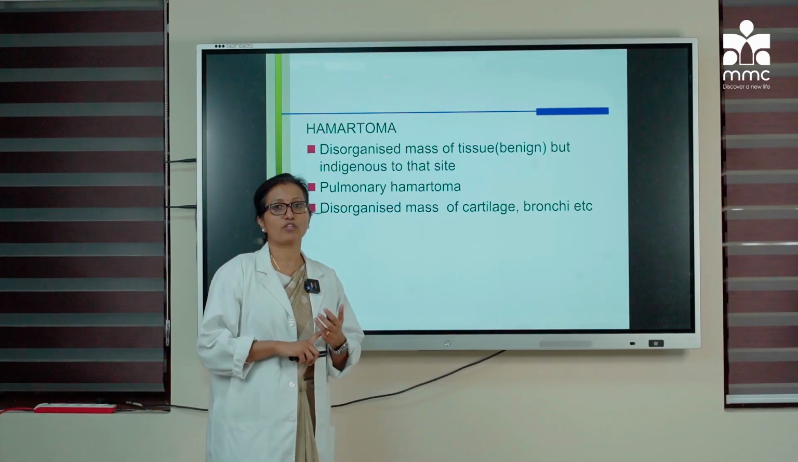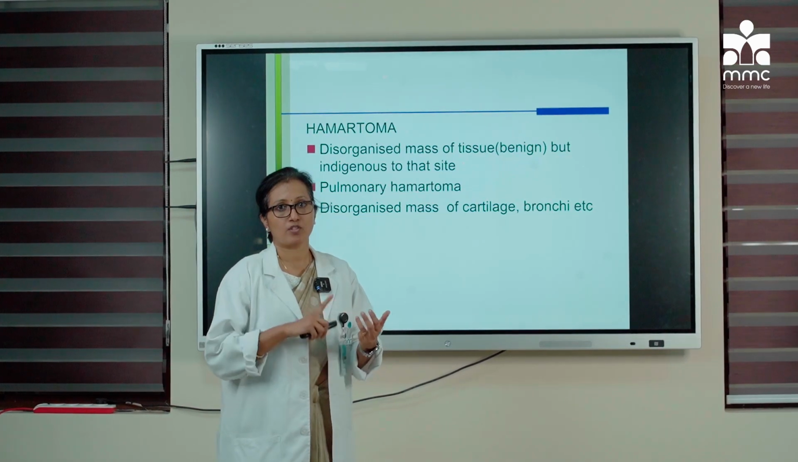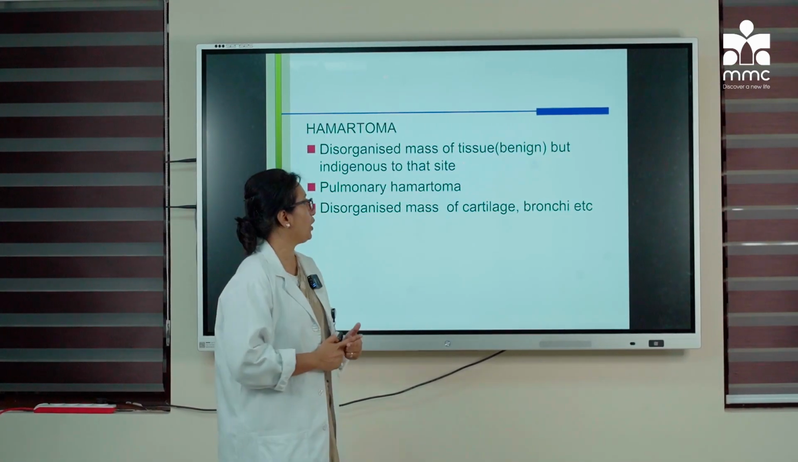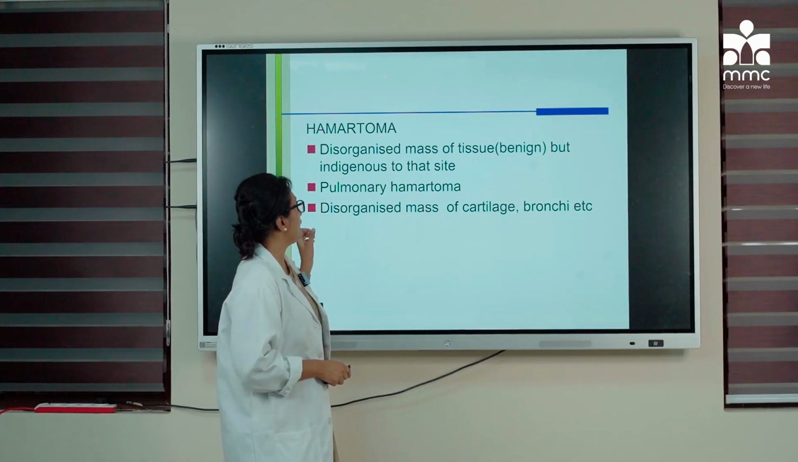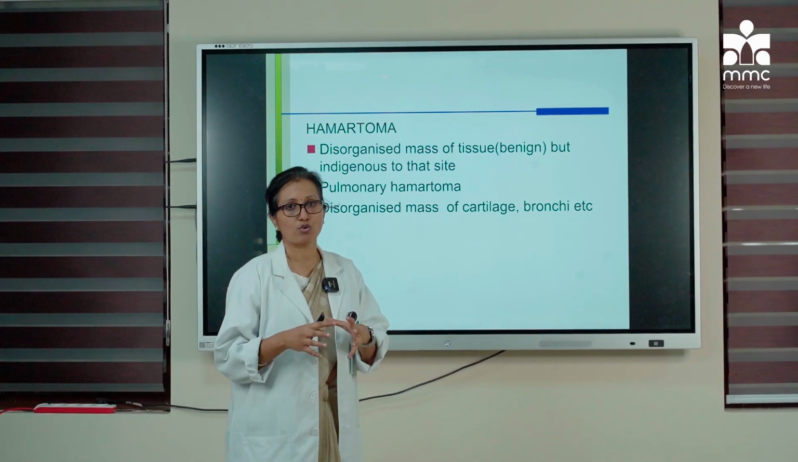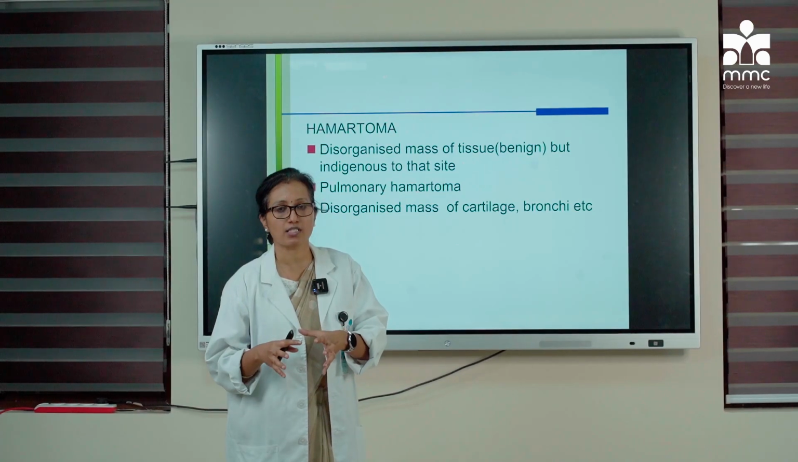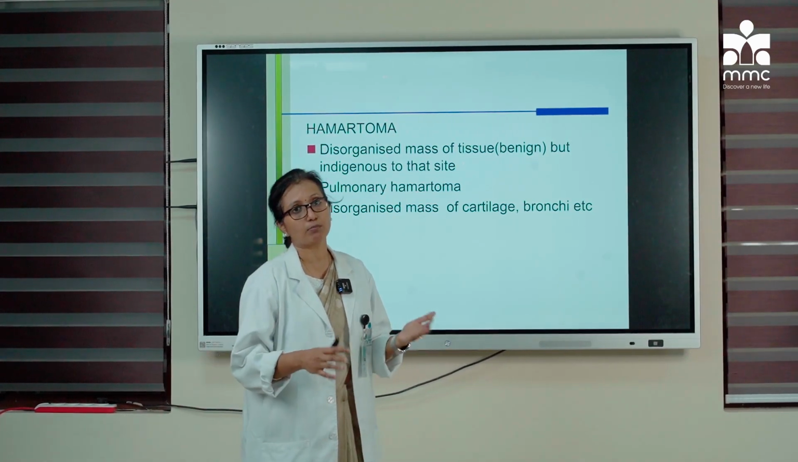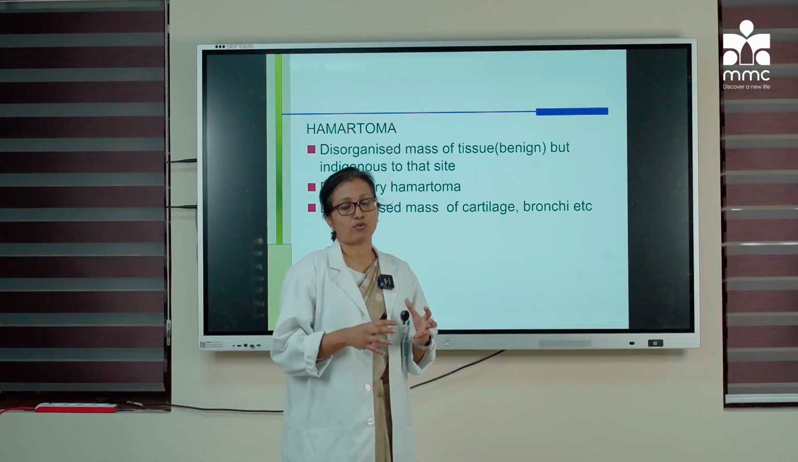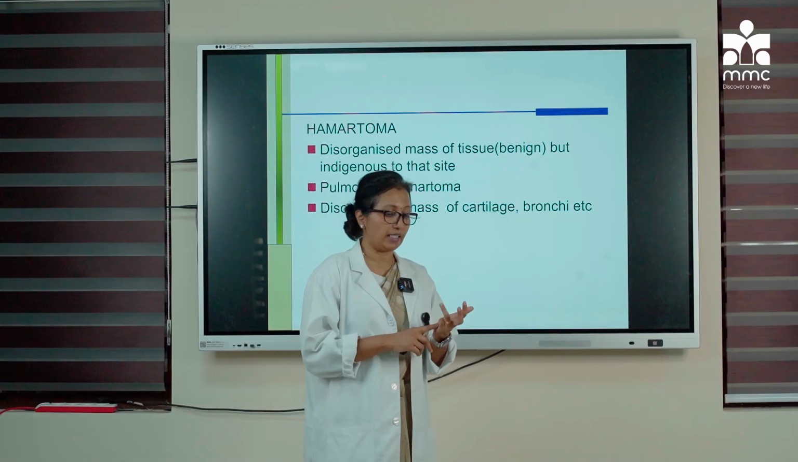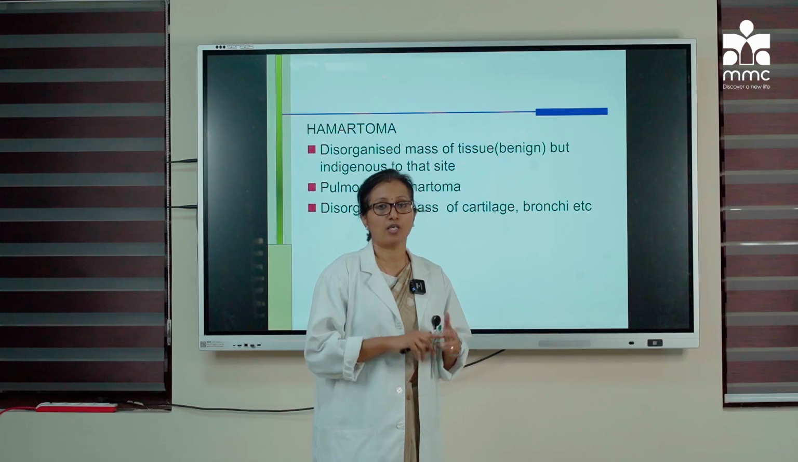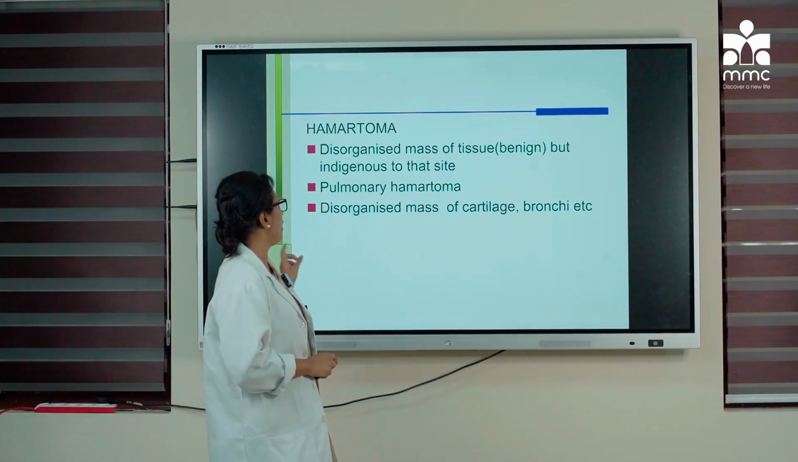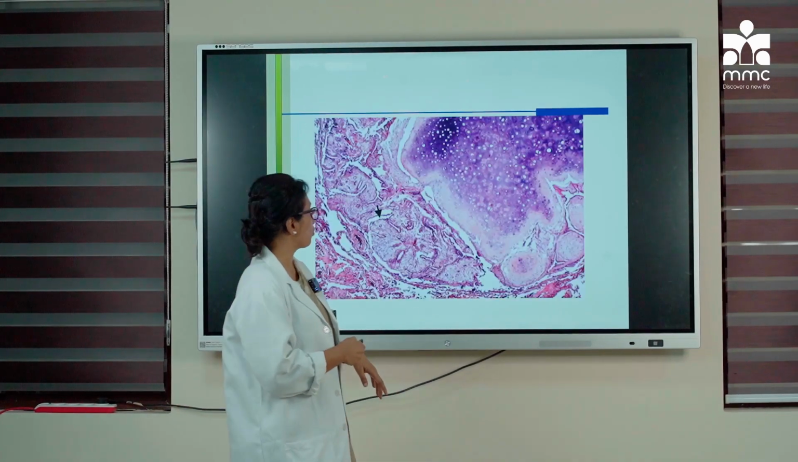Now moving from a mixed tumor to teratoma, let's move on to another oma called hamartoma. Hamartoma basically means a disorganized mass of tissue which is indigenous to the site. That means it belongs basically to that site. Let me give you an example of pulmonary chondroma. That chondroma contains lung tissue and cartilage, but all of them in a disorganized manner, and they form a mass called pulmonary hamartoma. I'll show you a picture for that.